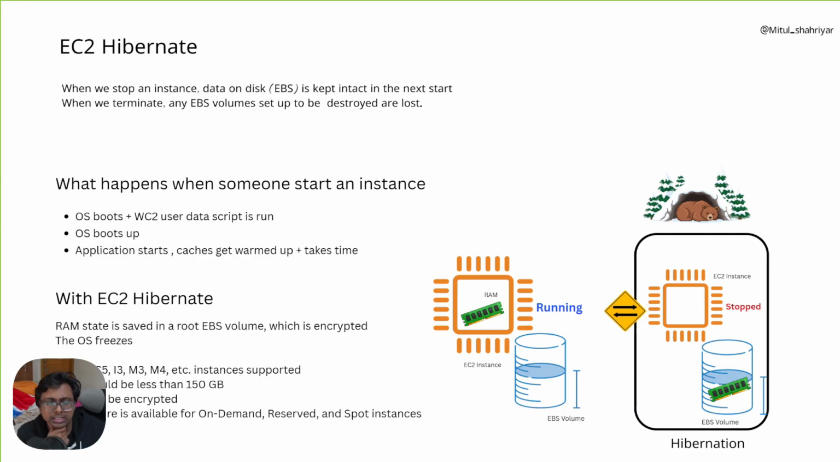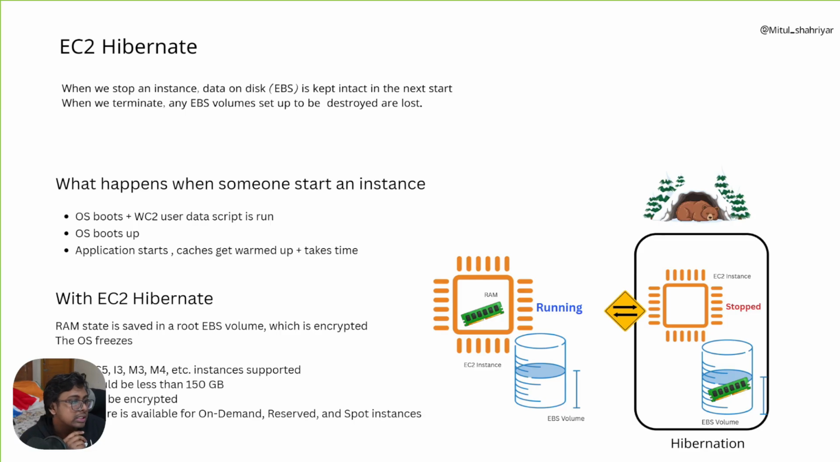So what happens in the background is, whenever we have stopped an instance and then want to start one, the OS boots up, because we choose an OS, so it needs to boot up, right? Then if there is any script, like for example for our EC2 instance demo 2, we did paste a script, right? So that is run, then the OS totally boots up, and then the application, if there is one, starts, caches get warmed up, and it takes time to do all of this stuff.